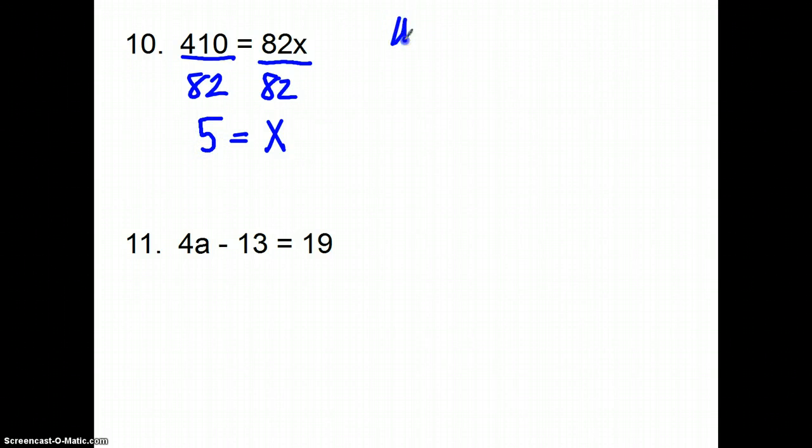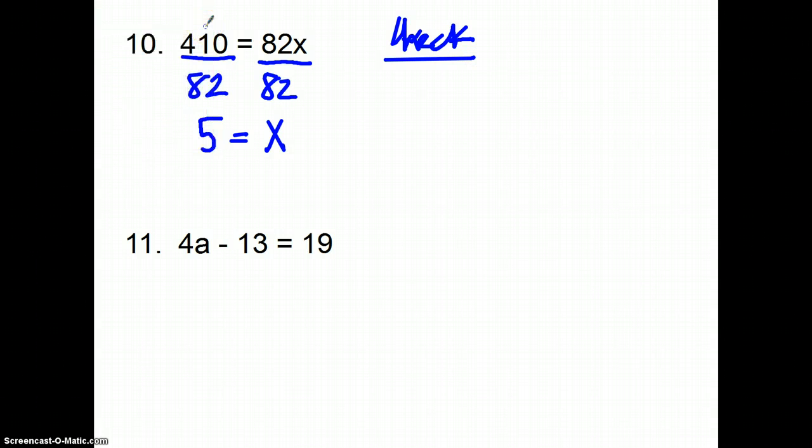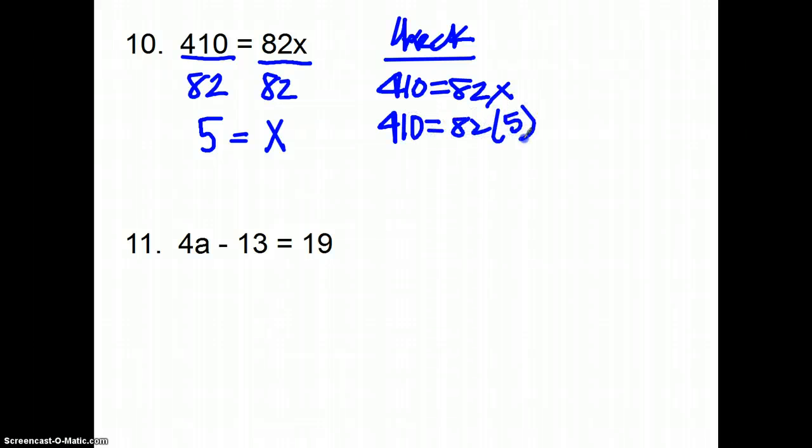Then I need to check my work. So I write my original problem, 410 equals 82x. And then I plug in 5 for x. So I have 410 equals 82 times 5. And 82 times 5 is 410.